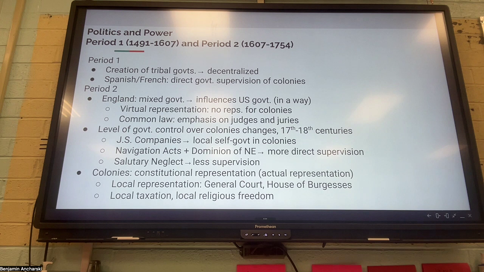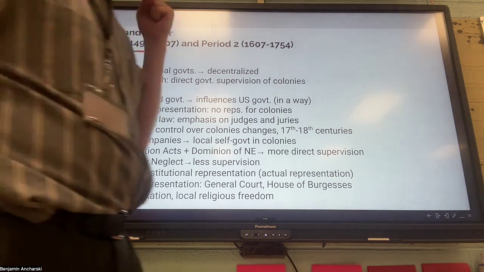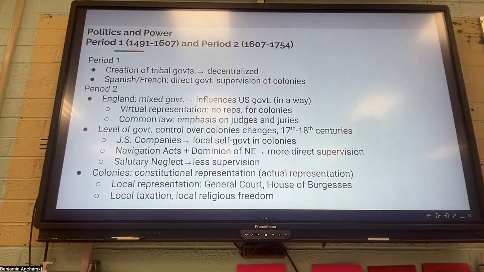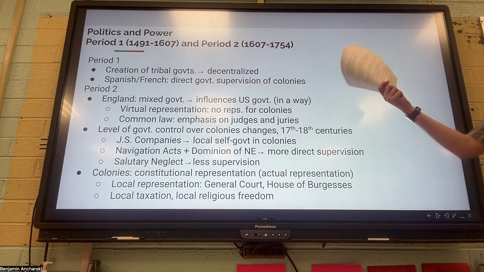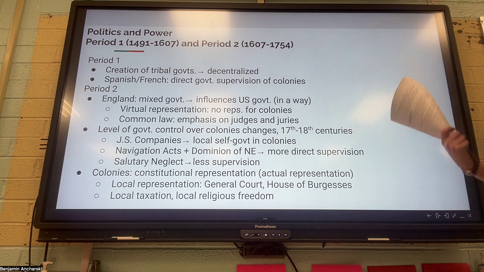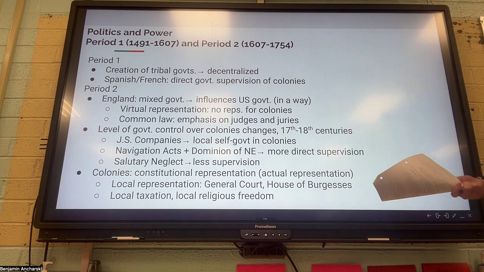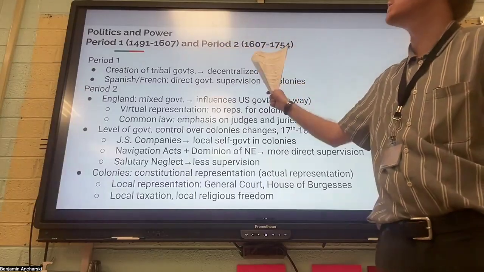Politics and power is political systems, as the name might suggest. In period one, some of the ideas to understand is that tribal governments, Native American societies, tended to be what we would call decentralized. There really isn't that authoritarian central figure in a lot of Native American societies. I think the exceptions, though, would be the Aztec and the Inca. We don't really talk about them that much in this class, but those are some exceptions to that.